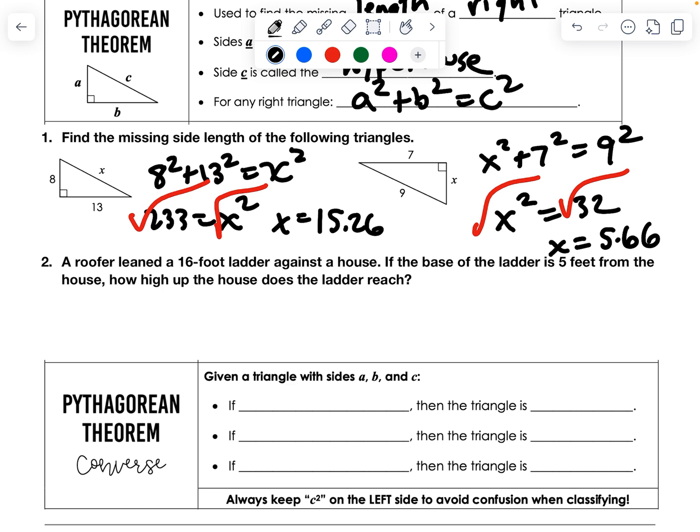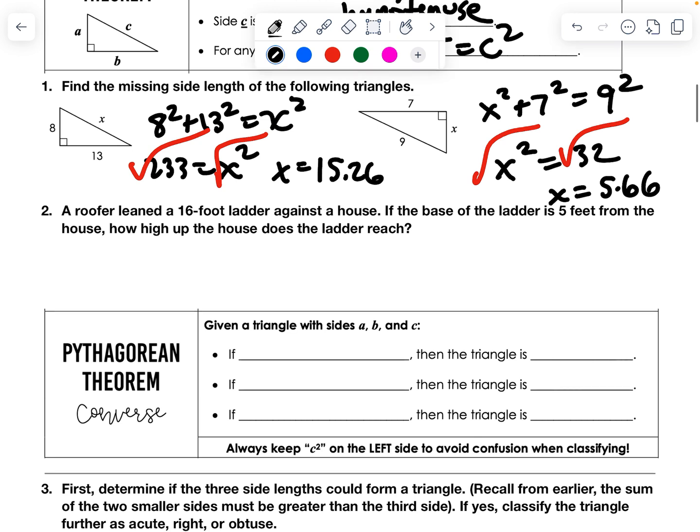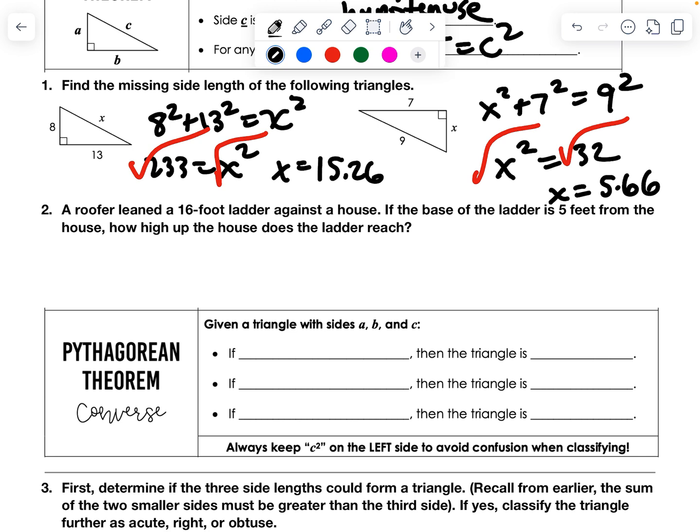Now let's go ahead and look at a word problem. A roofer has a ladder, okay? A 16-foot ladder is leaned up against the base of a house. If the base of the ladder is 5 feet from the house, how high does it reach up?